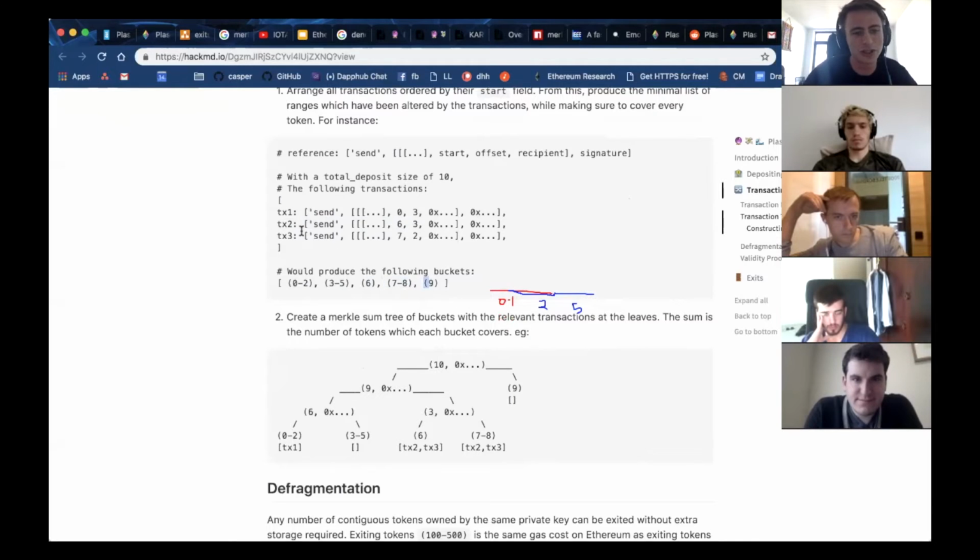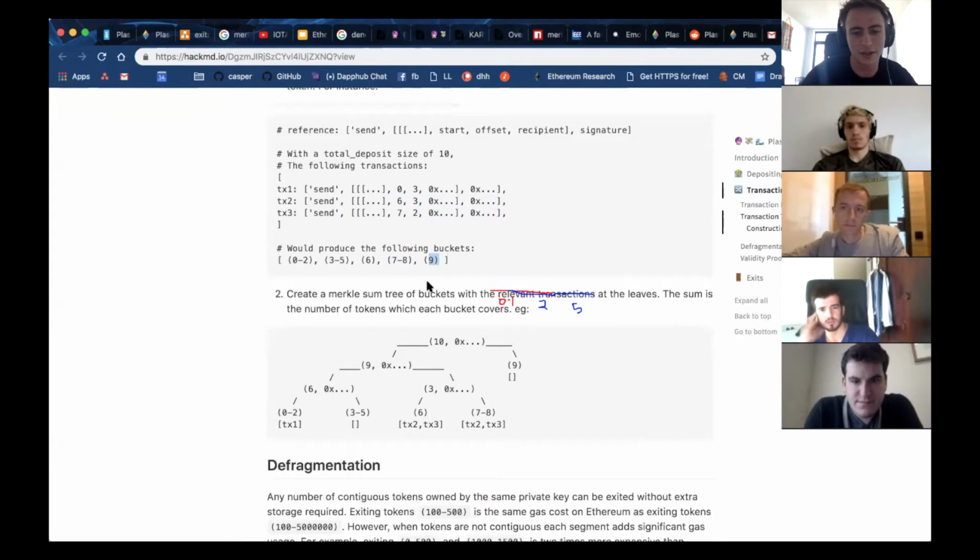So this is where it got a little tricky because I wanted to throw in some crazy stuff where transaction 2 and transaction 3 actually overlap, but they're being included in the same block. And so transaction 2 references coins 6, 7, and 8. And transaction 3 references coins 7 and 8. So what that means is this coin is going to be owned by whoever the owner is here, right? Because this send happened. And then this send happened right after that. So that means that we have to split it into the 7 and 8 bucket. And then we have this 9th empty bucket.